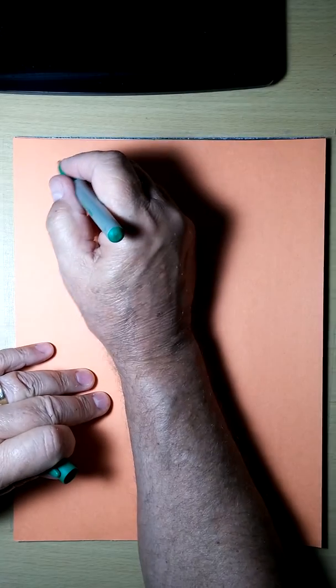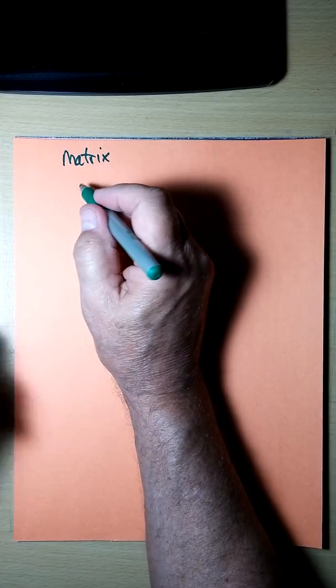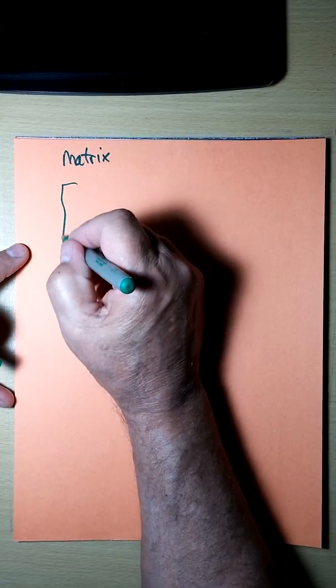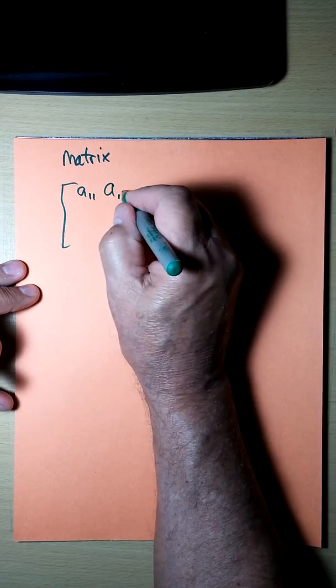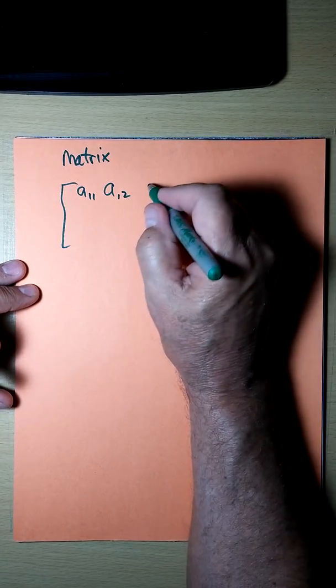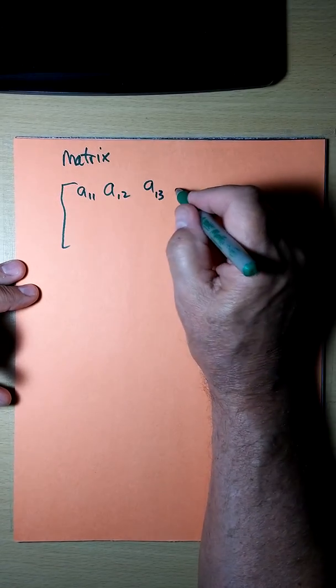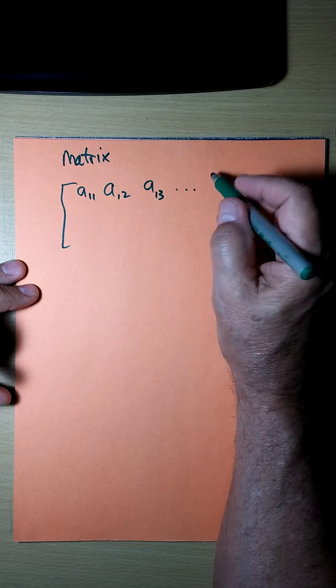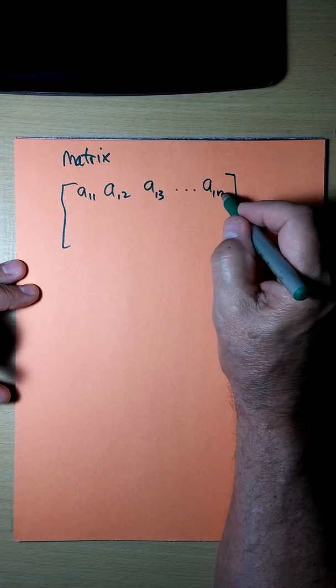Well, a matrix is an ordered arrangement of rows and columns. A11, A12, that's not 11, that's not 12. A13, this gives you the row and the column. And we might be able to go up to A1N. So there are N columns.